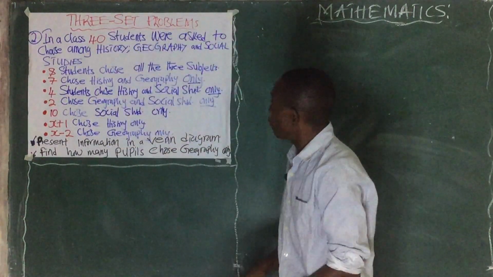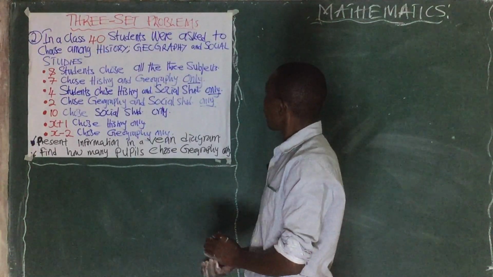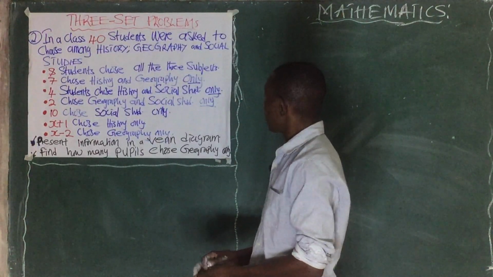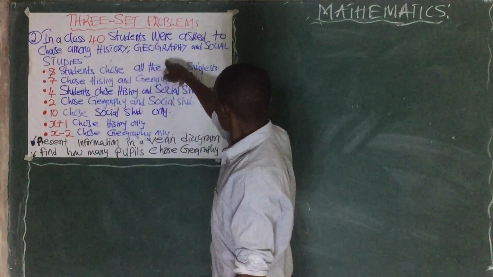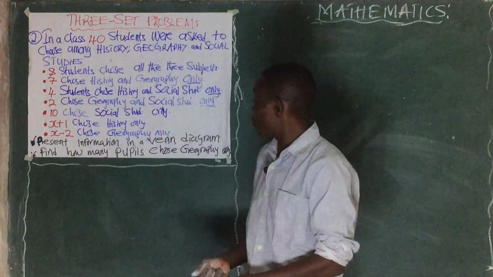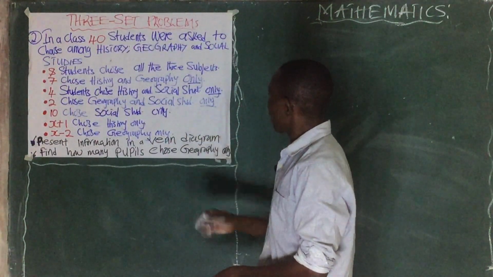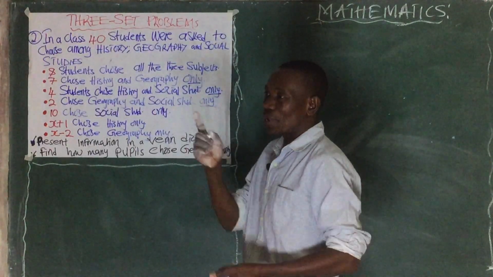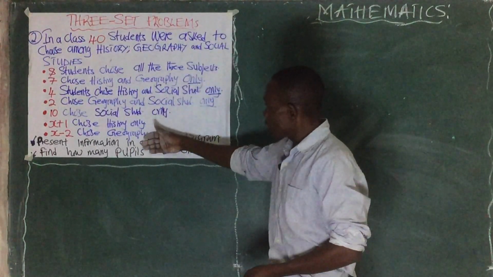Right, so here we have 40 of our friends who are in the class, and they were asked to choose amongst the 3 subjects, which are namely history, geography, and social studies. The same in your class, your teacher can come and ask you to choose a subject. You are there to say, I like that one, somebody says, I prefer that one, things like that. Now, these are the results we have here.